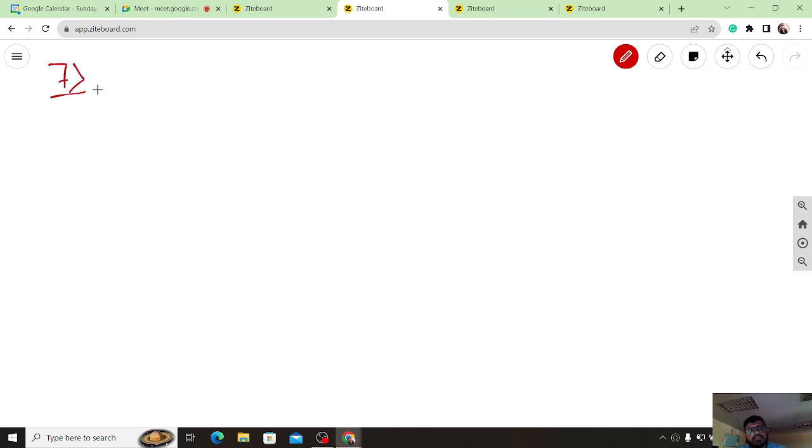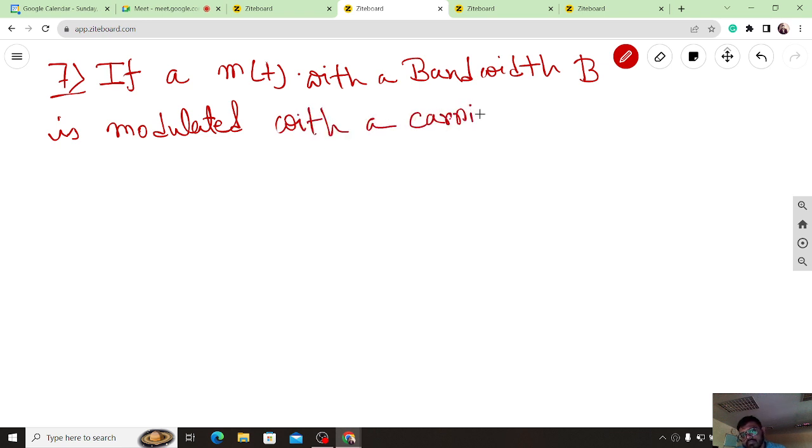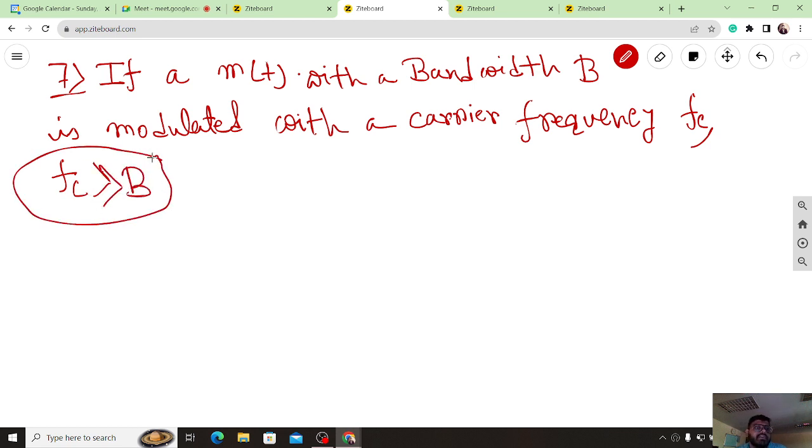The question 7 says, if a message signal, that is MT, with a bandwidth B is modulated with a carrier frequency Fc, given the fact that Fc, this carrier frequency, is very large than the bandwidth of the message signal.